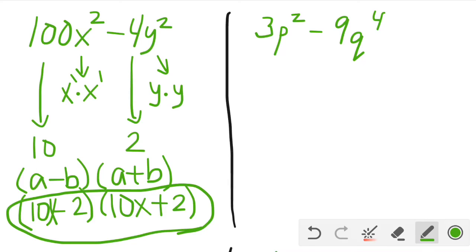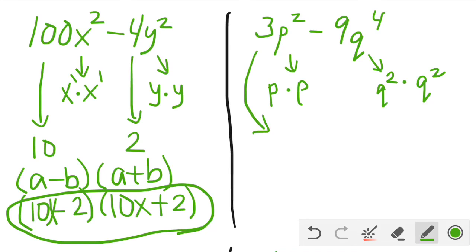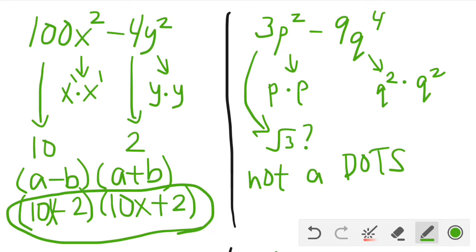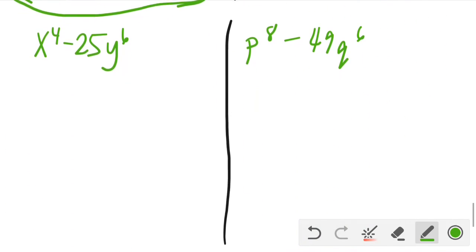Let's try another example out. Could I split p squared evenly? Yes, that's a p and another p. Q to the fourth should be a q squared multiplied by another q squared. Alright, now let's take a look at your constants. Could you get the square root of 3? Exactly. No, you cannot. And because you cannot, this is not a difference of two squares. So that's one way you can check and make sure that your given expression is a difference of two squares. Alright, let's try a couple more examples.